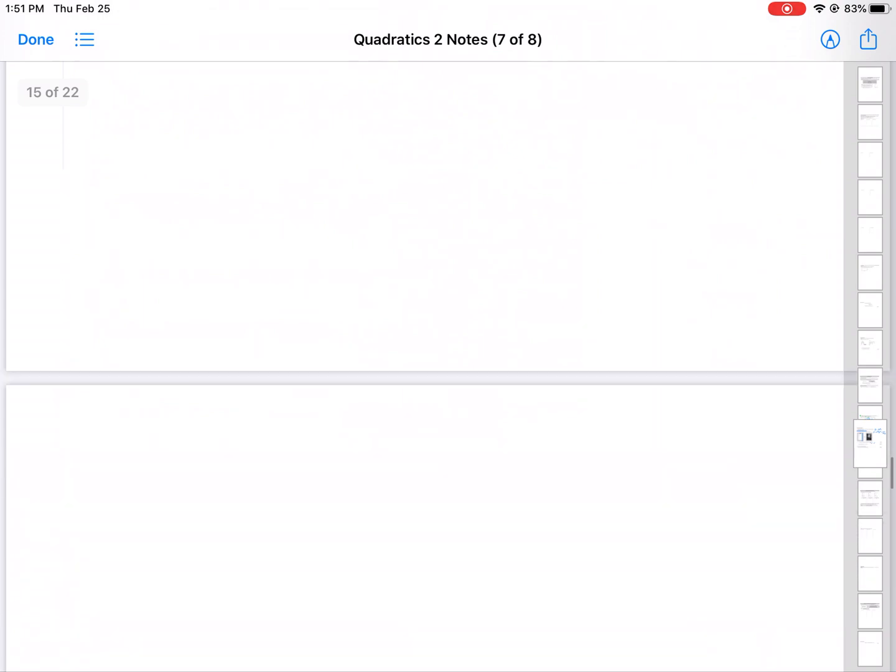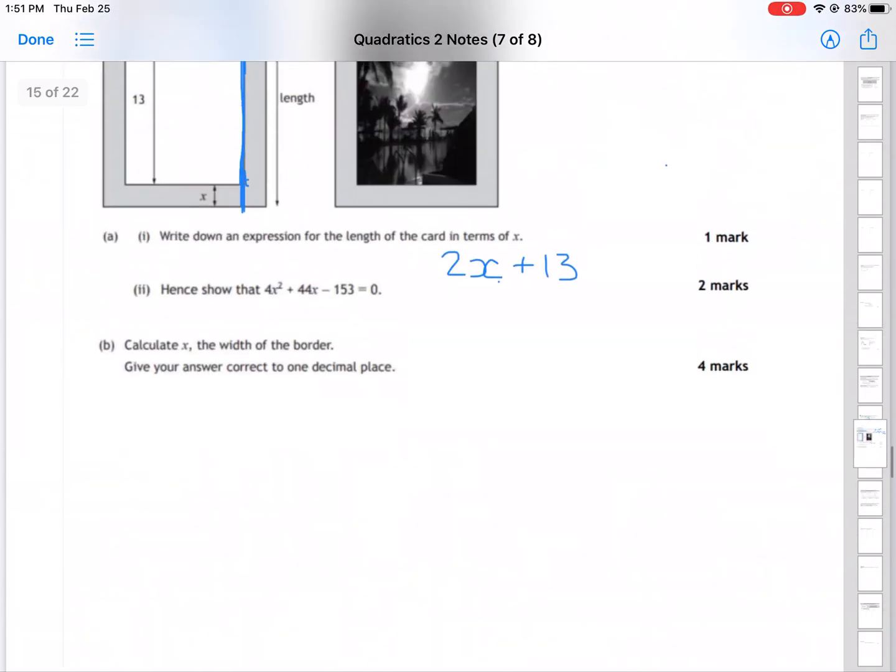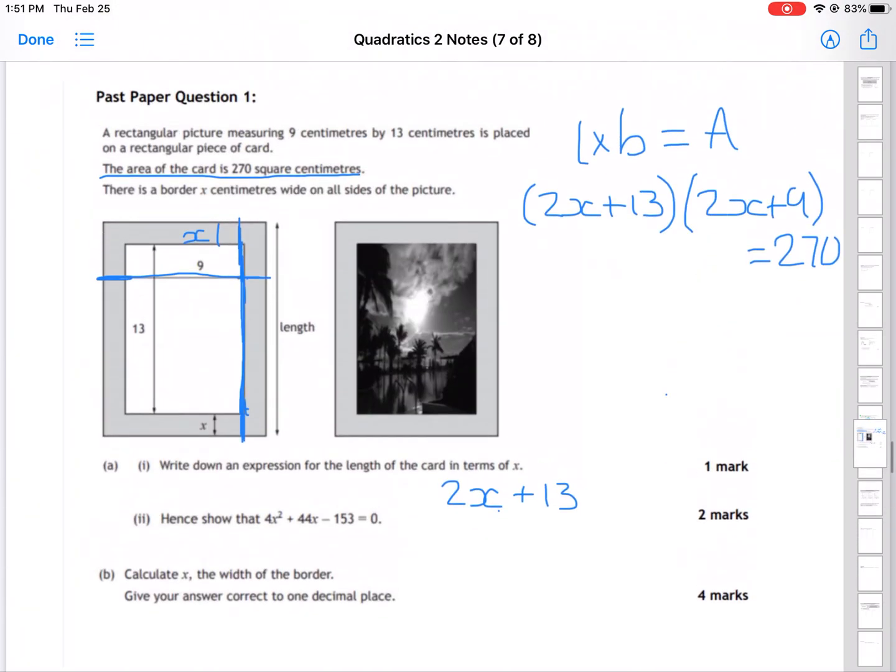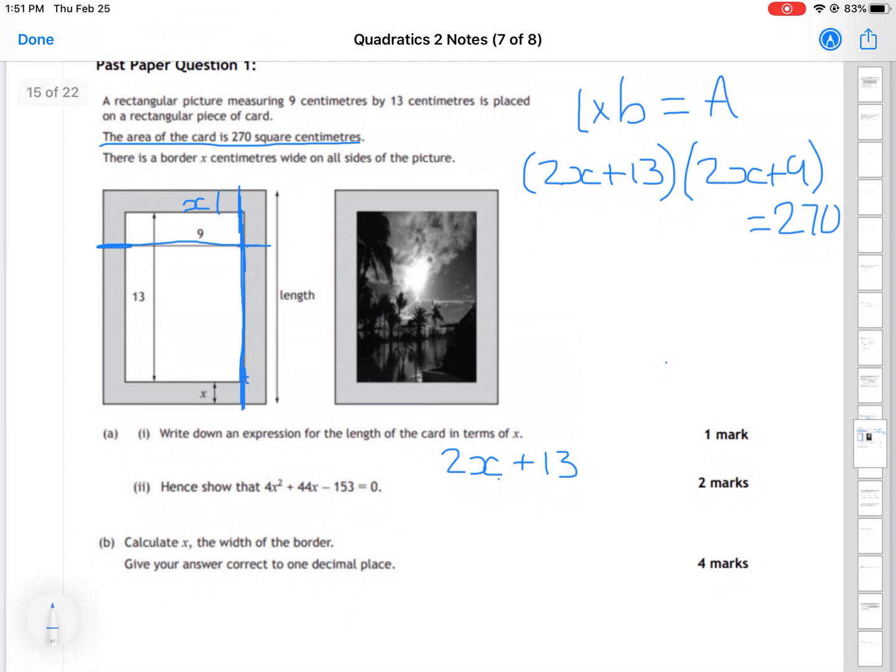So I'm going to take that down. I think I might have the space enough to do it down there. No, I'll be able to fit it up here. So that'll give me 4x squared plus 18x plus 26x plus 13 times 9. This will be on a calculator paper, so we can use a calculator for it.